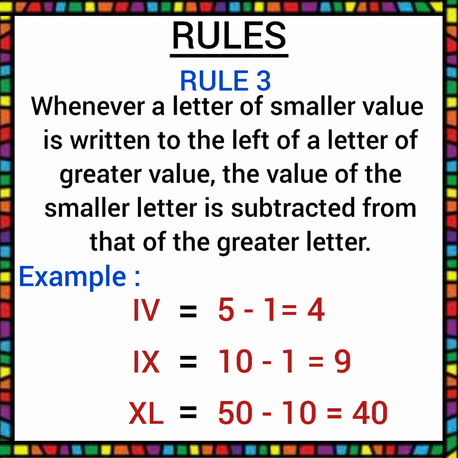Here I represents 1 and V represents 5. So we can write IV as 5 minus 1 equals 4. IX. Here I represents 1 and X represents 10. So we can write IX as 10 minus 1 equals 9. XL. Here X represents 10 and L represents 50. So we can write XL as 50 minus 10 equals 40.